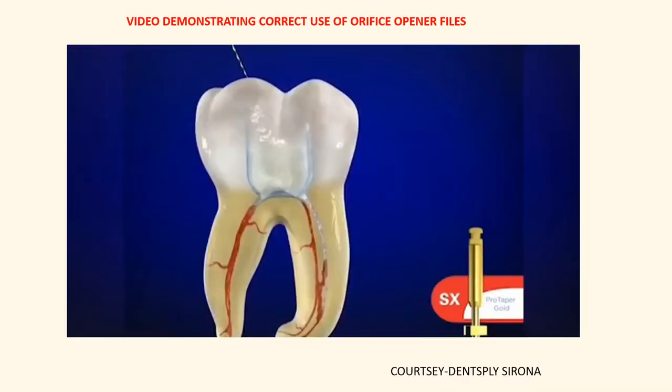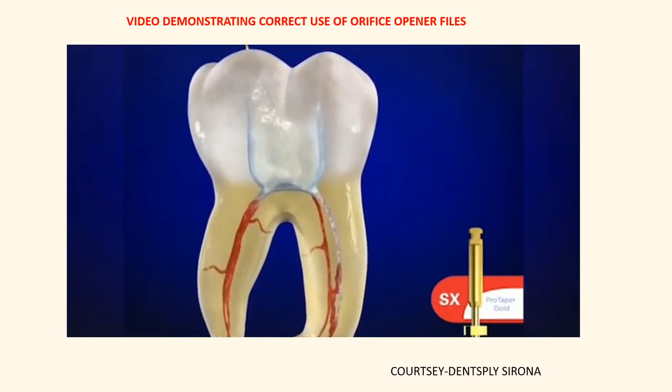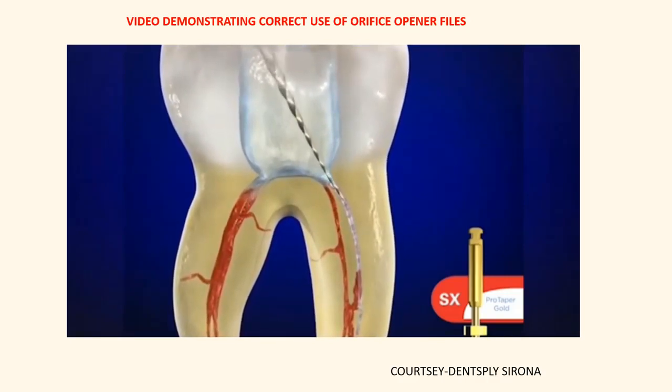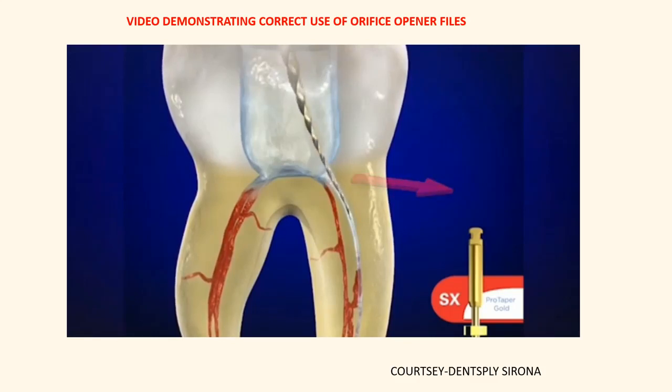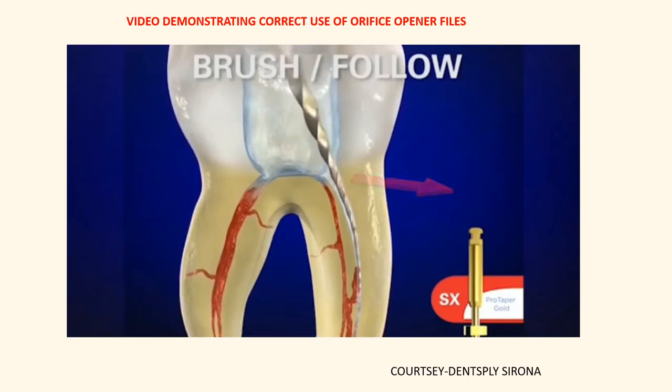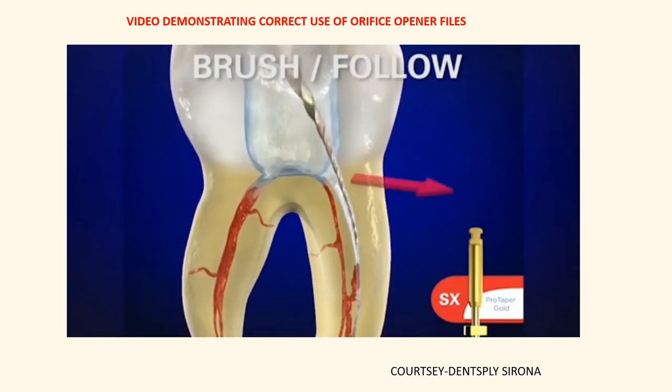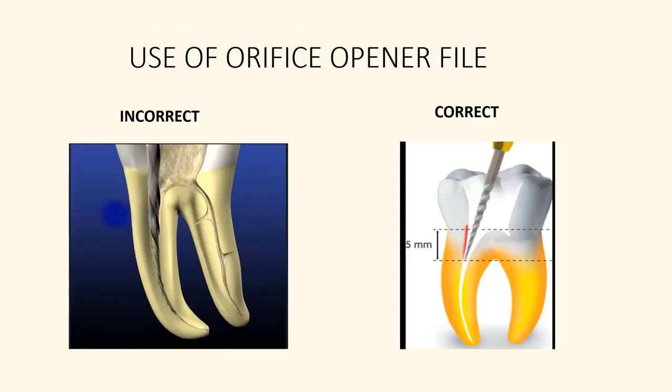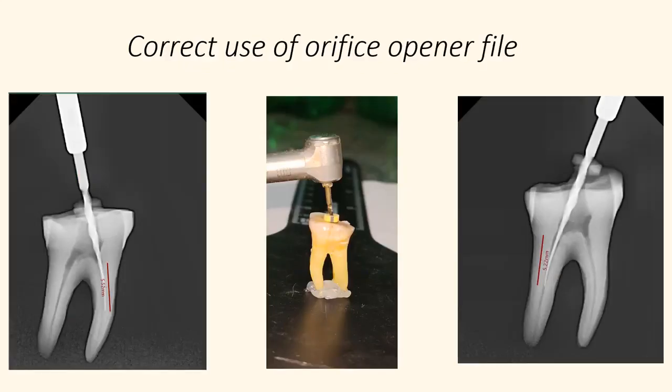This is a small video demonstrating again the correct use of orifice opener files. Please have a look at this video also. The file is not going deep into the canal more than 5 to 6 mm. This is the correct and this is the incorrect use of the orifice opener. Correct use of orifice opener files. You can see the file is deep into the canal only 5 to 6 mm, not more than that.